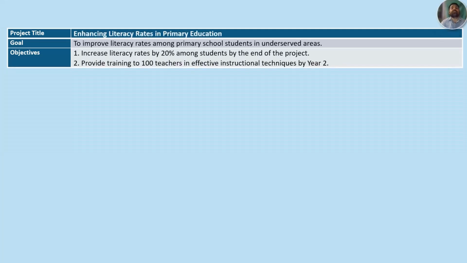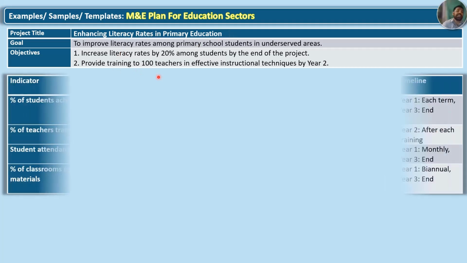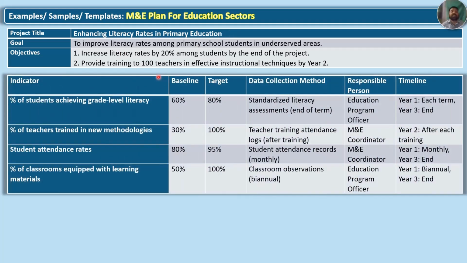Our project is enhancing literacy rates. This is the goal. Here are the two objectives. This is our indicator, baseline, target. These are our data collection methods. These are the responsible persons. And here is the timeline. You can add here data analysis plan also. You can add as much detail. This is just a simple structure of an M&E plan for education sector.